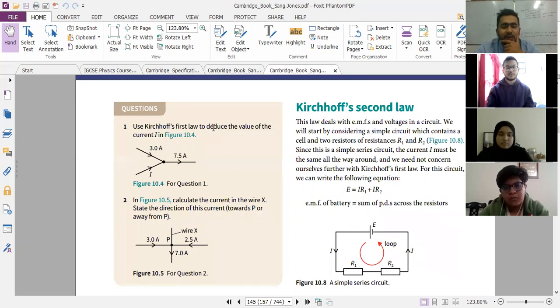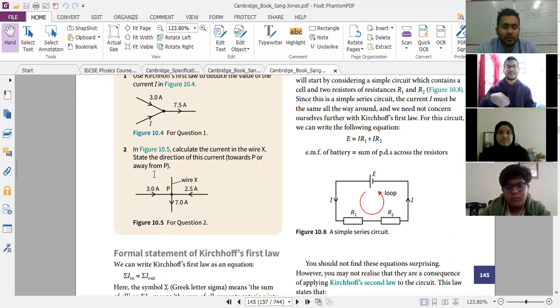Use Kirchhoff's first law to deduce the value of the current I in figure 10.4. You will tell me the answer, Sami. Sami, what is the value of I here? Sir, 4.5 amperes. 4.5 amps. Let's check whether Sami's answer is correct. Sami says, sir, the total amount of current entering a node, which is 3 plus I, equals 7.5. So I equals 7.5 minus 3, which equals 4.5. So Sami is correct. Congratulations.